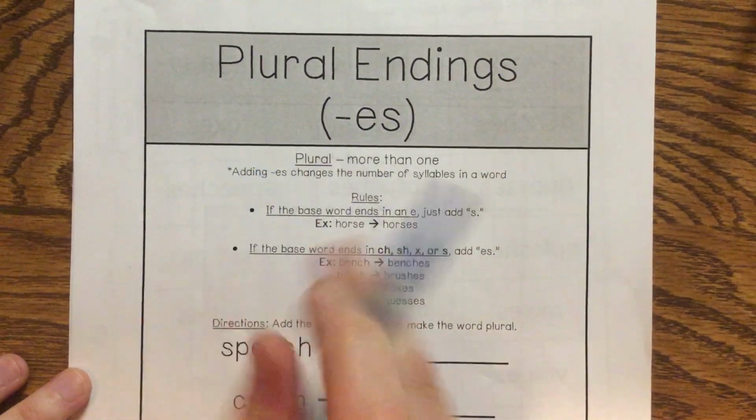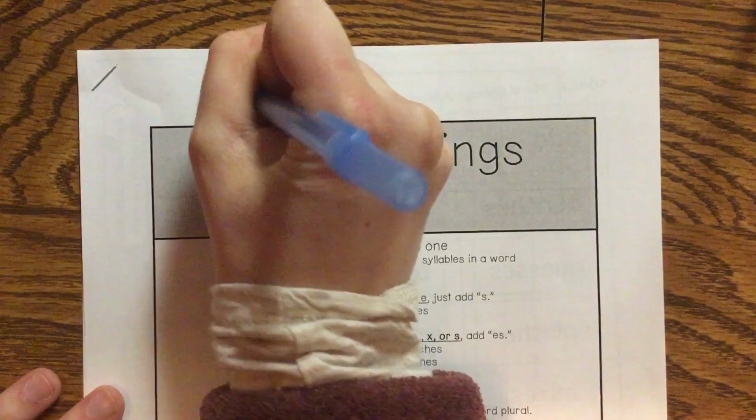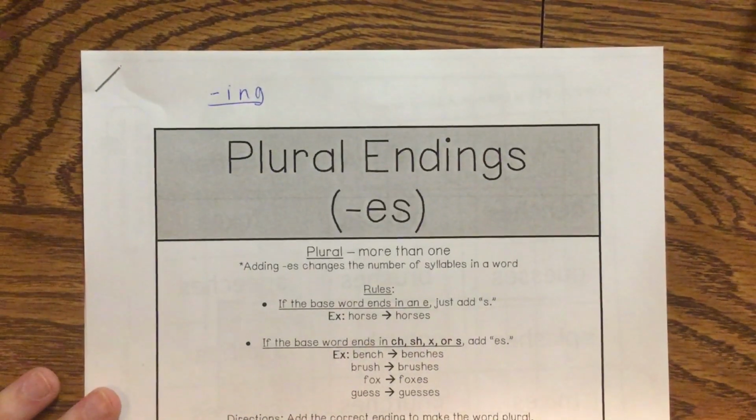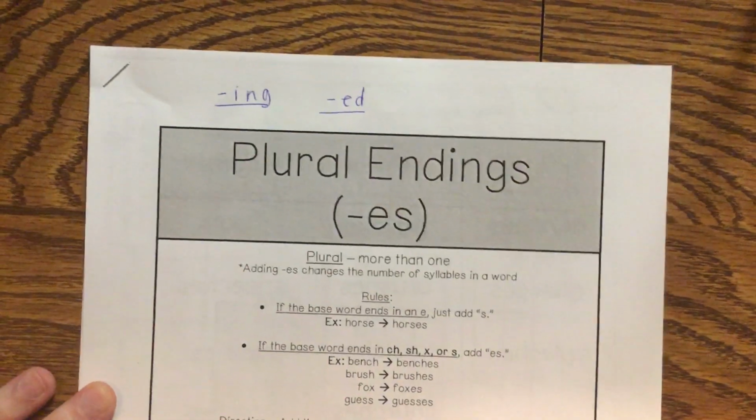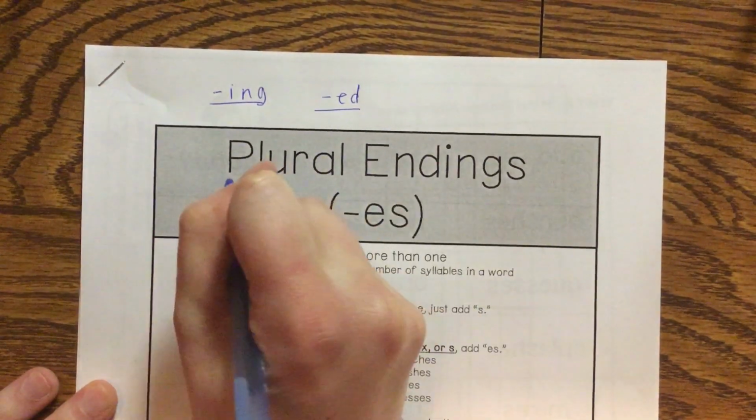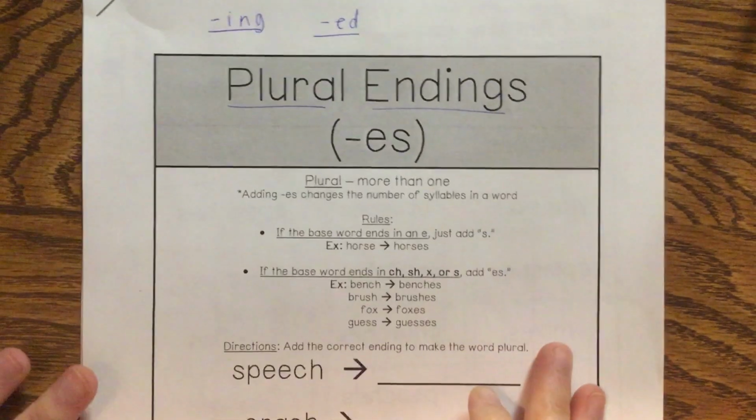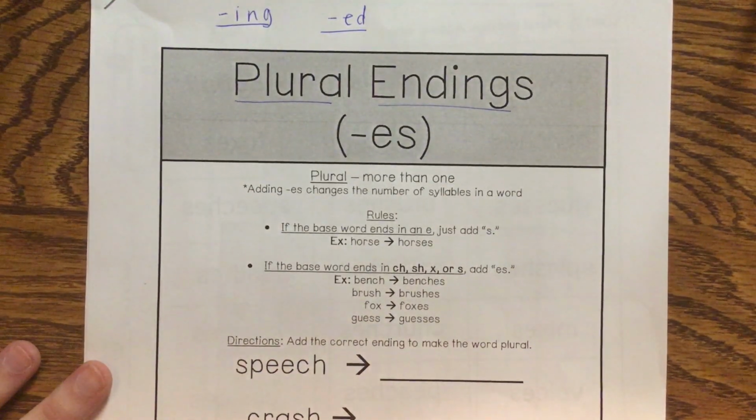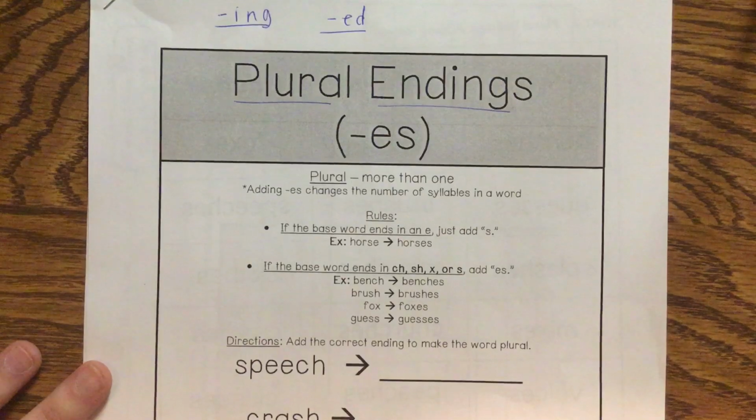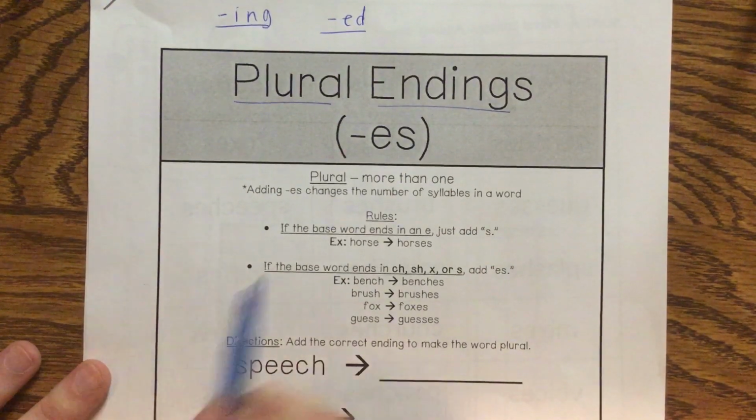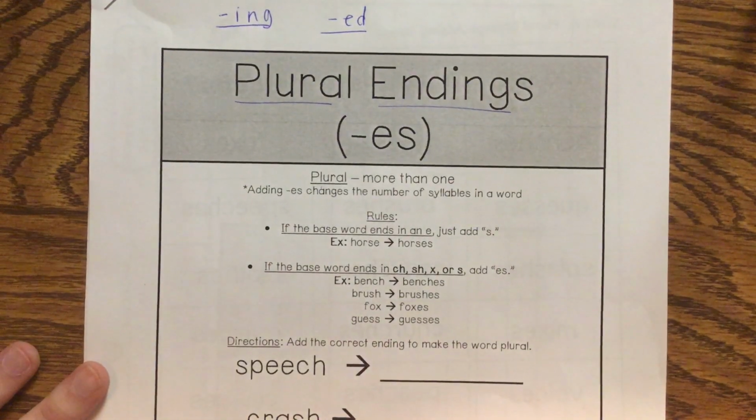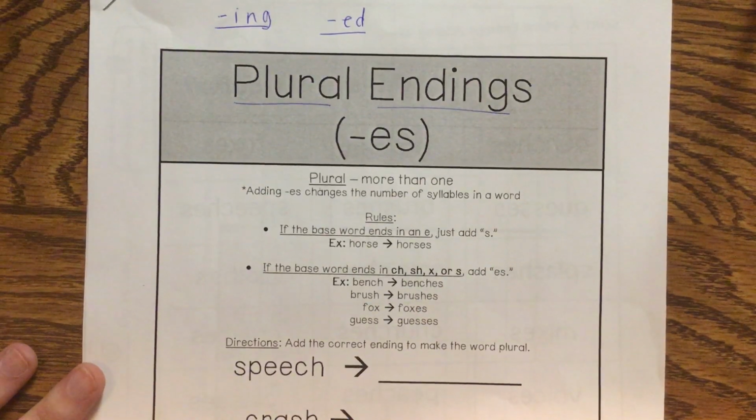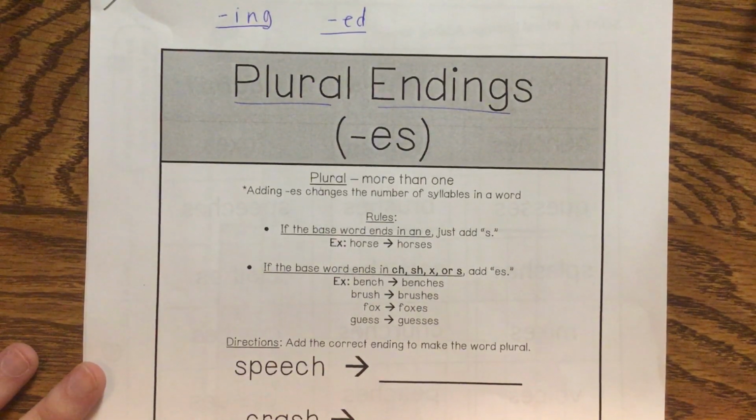We have learned endings before. We learned the ending ing, means it's happening right now. We learned the ending ed, means it's happening in the past. Today we're going to learn about plural endings. Plural endings doesn't change the verb as to when it's happening, but it adds more. Plural means more than one. So when you add es, you're making it from one thing to more than one. It could be 2, it could be 5, it could be 1,000.